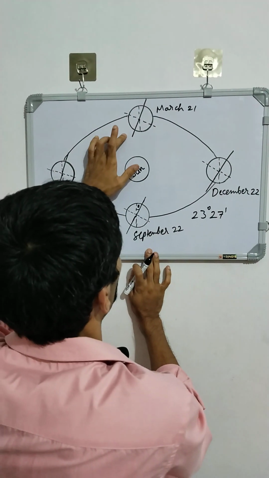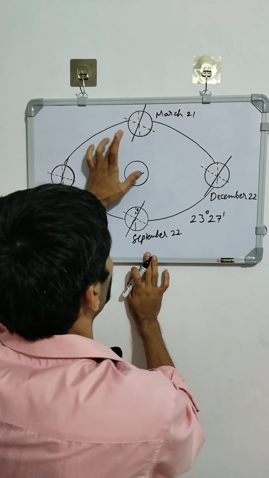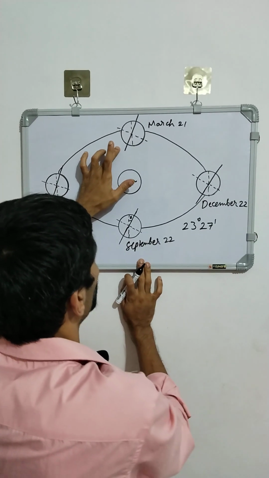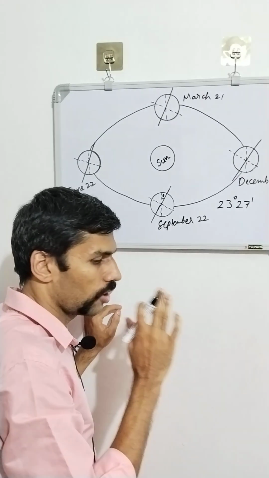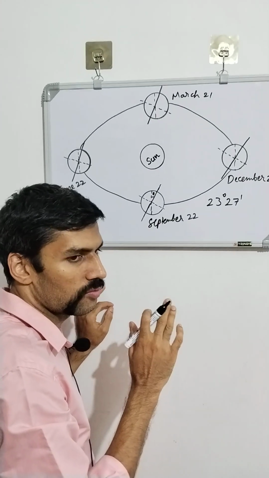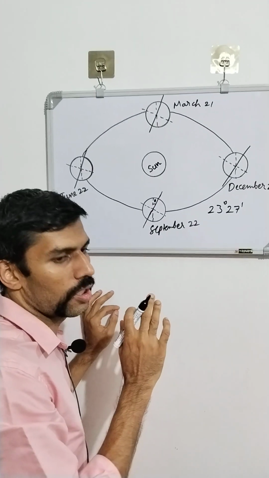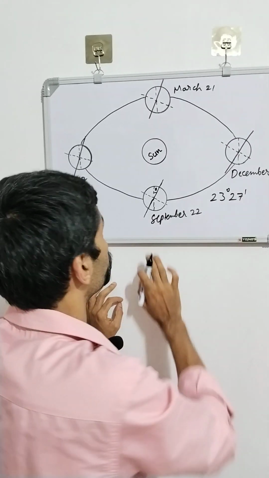This is March 21st. This March 21st we call the equinox. Okay, why do we call this equinox? As the name itself tells, equi means equal. That means both the day and night will be equal on this day.